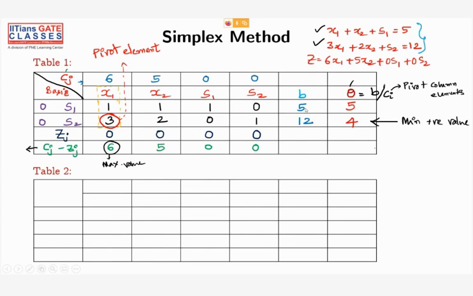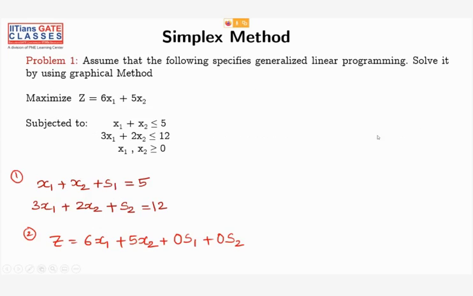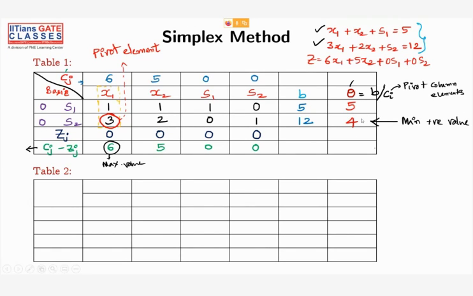Whatever values we have under B, that is 5 and 12, we have divided by the corresponding values in the entering column or pivot column. That's what we have done. We have calculated the theta values. Once you calculate that, select the minimum positive value including 0. So idleness can be 0 also. If your machine's idleness is equal to 0, that is what we want; your machine should not be idle. So here we can take the minimum positive value including 0.